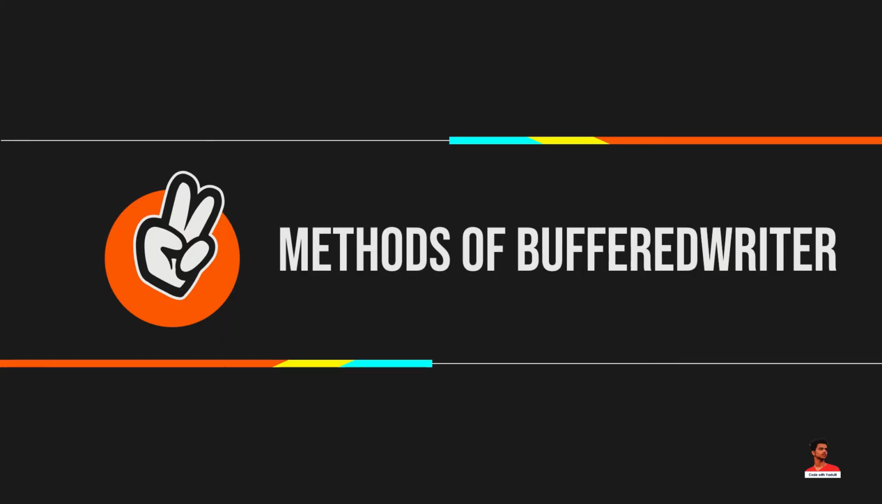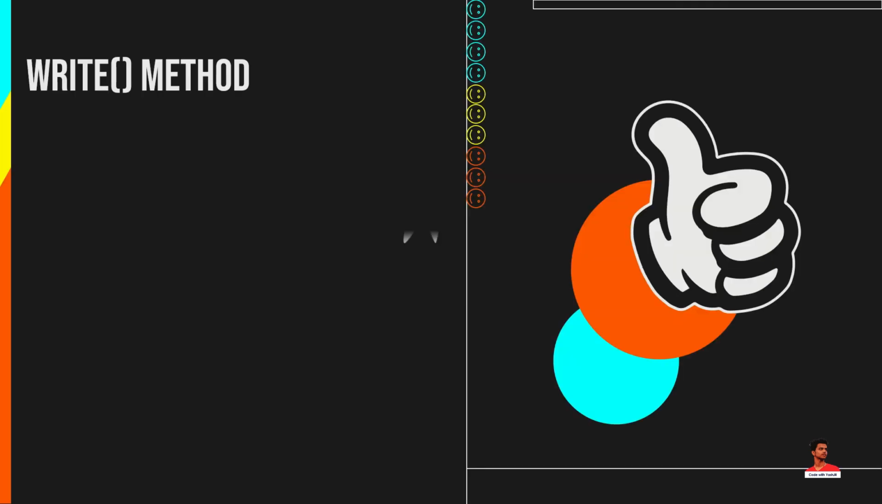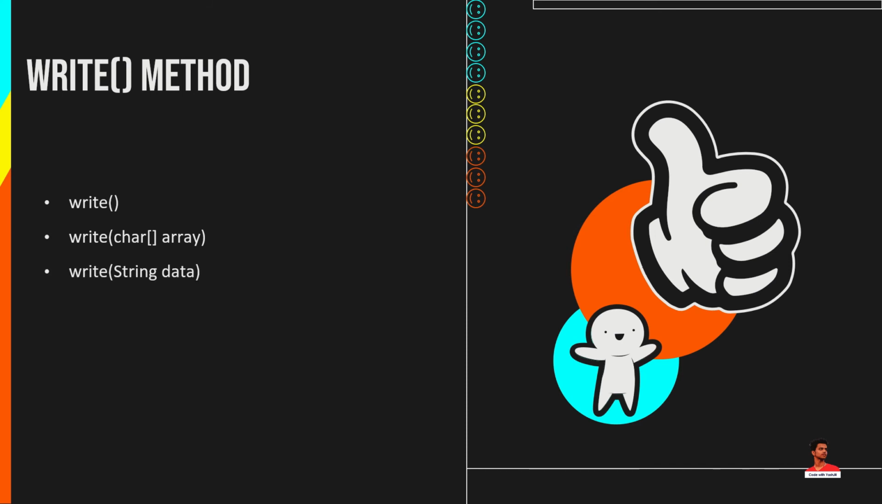The BufferedWriter class provides implementations for different methods present in Writer. Writes a single character to the internal buffer of the writer, writes the characters from the specified array to the writer, writes the specified string to the writer.